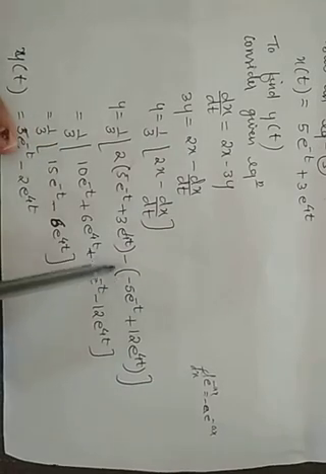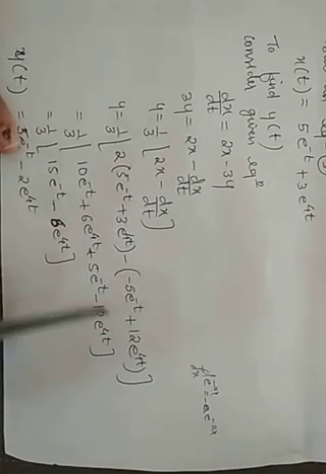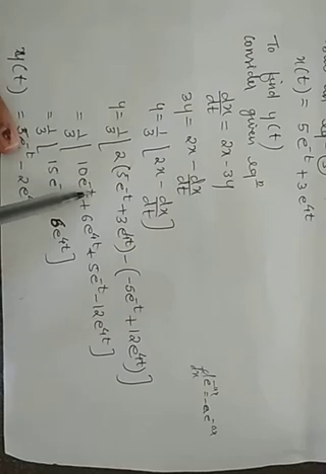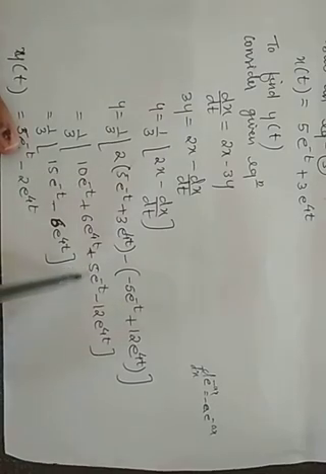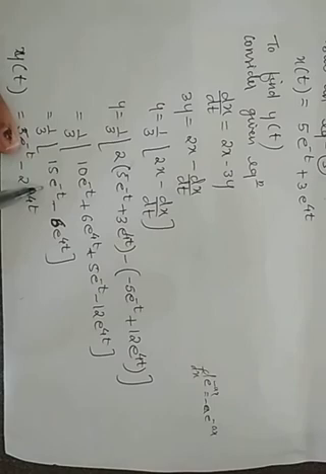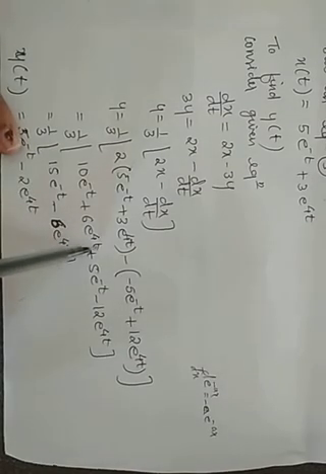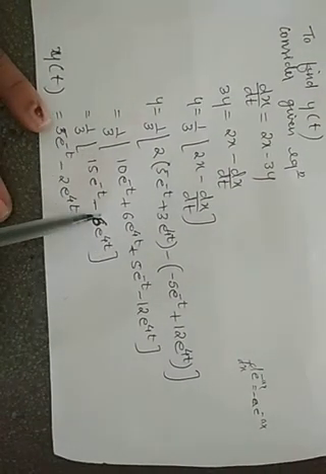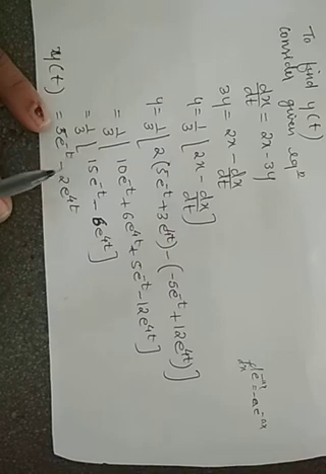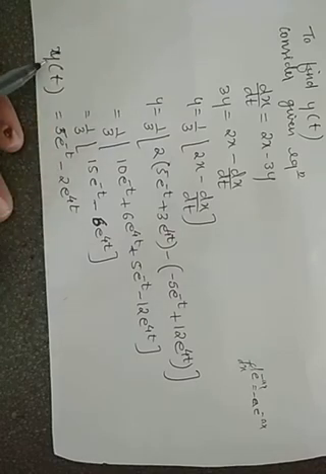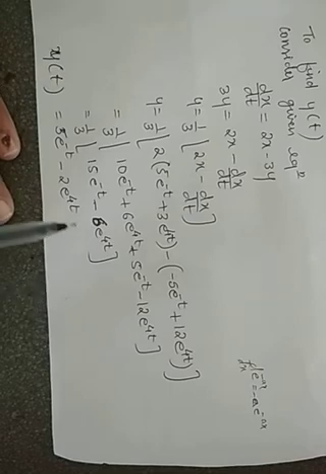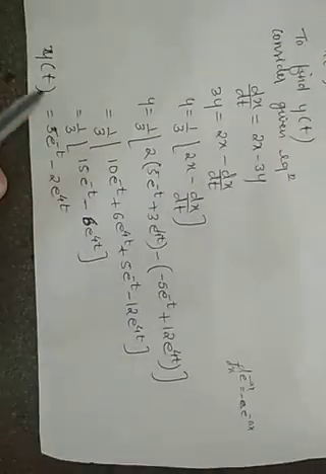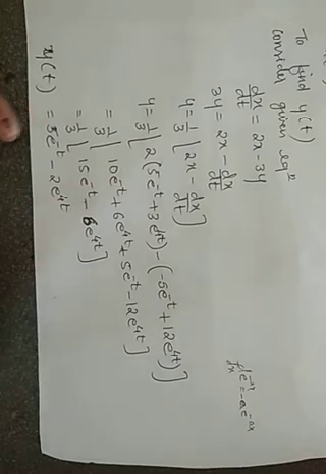Simplifying the signs, minus into minus is plus, minus into plus is minus. 10 e raised to minus t plus 5 e raised to minus t will become 15 e raised to minus t. 6 e raised to 4t minus 12 e raised to 4t will become minus 6 e raised to 4t. This 3 will get multiplied, so it will become 5 e raised to minus t minus 2 e raised to 4t, which will give our y of t. Therefore, x of t and y of t are the two required functions for the simultaneous equations. Thank you.